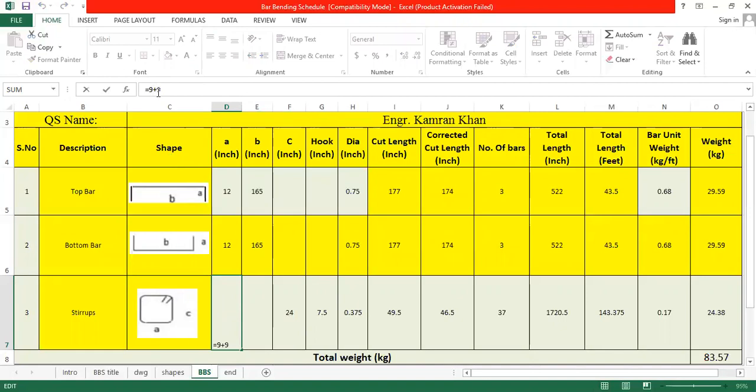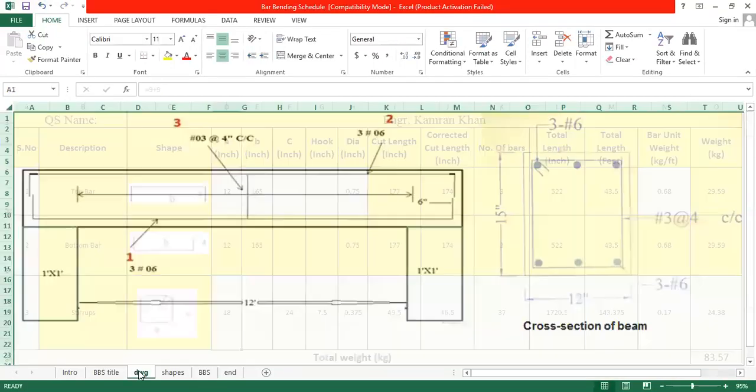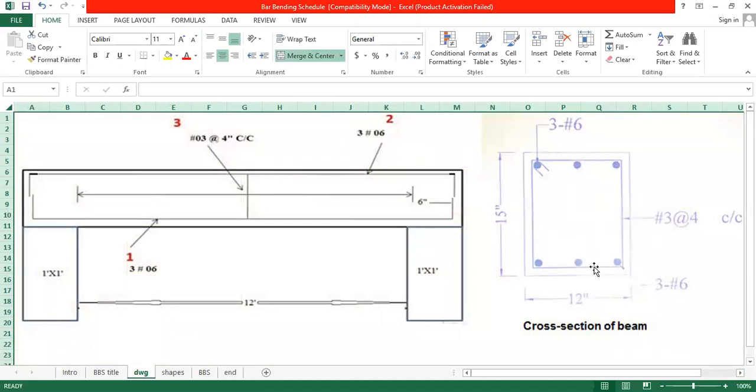It is the summation of 9 plus 9. So let us see how. You can see this bottom face of the beam is 12 inches. The clear cover between the outside of the concrete and the outside of the steel reinforcement is 1.5 inches, again over here 1.5 inches. So after deducting 1.5 inches on the right side and 1.5 inches on the left side, this 12 inches will become 9 inches. So 9 inches is the length of the A of the steel stirrup.